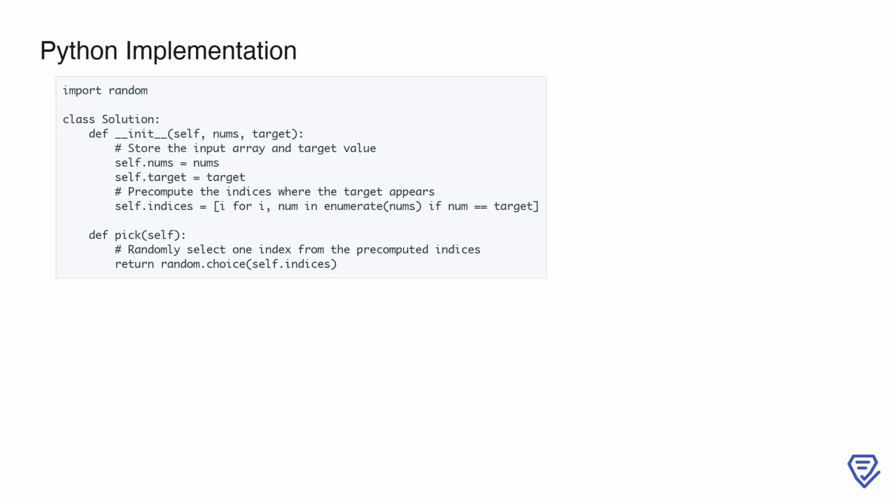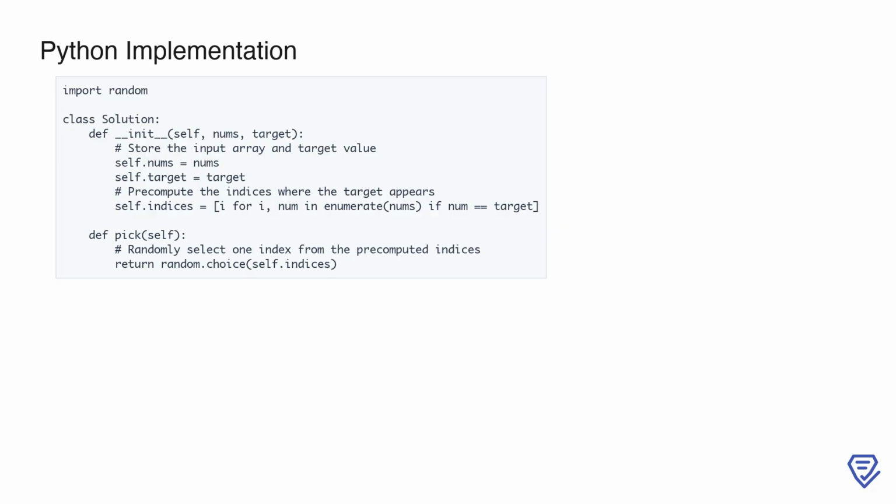Complexity analysis. Pre-computation, __init__ method. The list comprehension iterates through the entire array nums, making this step O(n), where n is the length of nums. Index selection, pick method. The random.choice function operates in O(1) time because it accesses a single random element from self.indices.